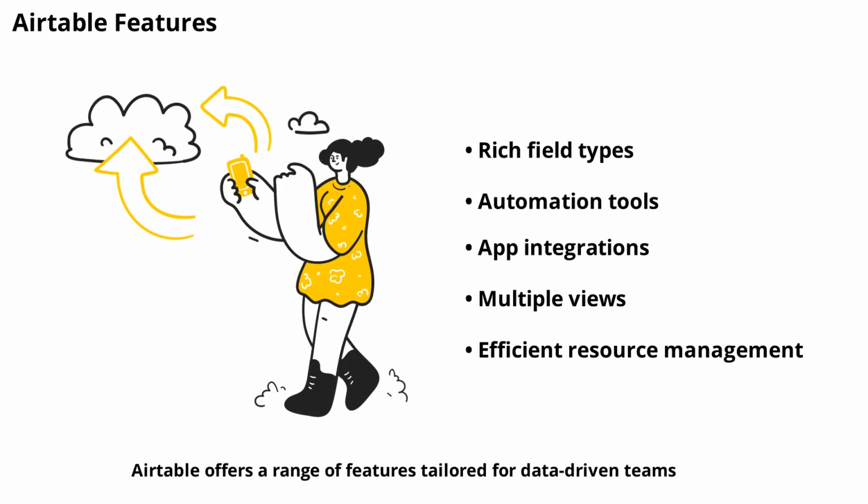Airtable offers a range of features tailored for data-driven teams. Its spreadsheet-like interface supports rich field types, including attachments, checkboxes, and dropdowns. Automation tools allow users to trigger actions based on changes, and integrations connect Airtable with popular apps like Slack, Google Drive, and Zapier. Views such as Grid, Calendar, and Kanban make it easy to visualize data. For small businesses, these features help streamline operations, track projects, and manage resources efficiently.